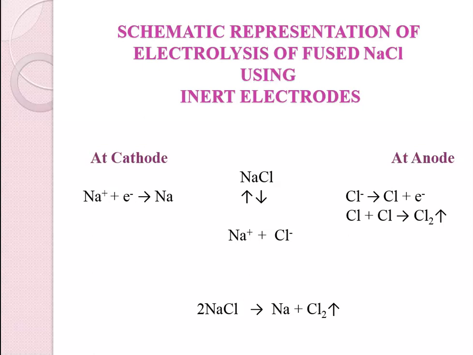Now, the physical and chemical properties of sodium and chlorine are entirely different from the physical and chemical properties of sodium chloride. Therefore, this reaction or process is a chemical reaction or a chemical process. But how did we carry out this change? We brought about this change by the passage of electric current, and hence this reaction is an electrochemical reaction or an electrochemical process.